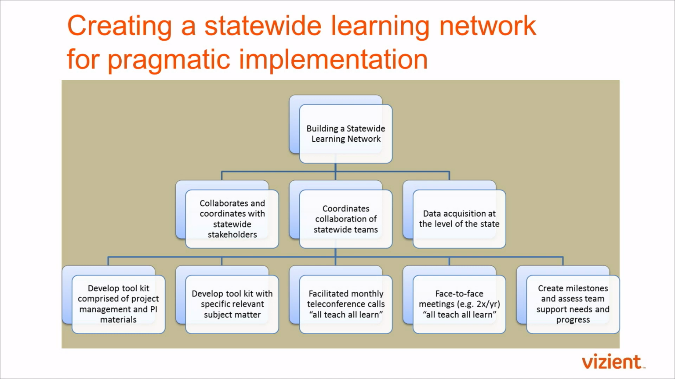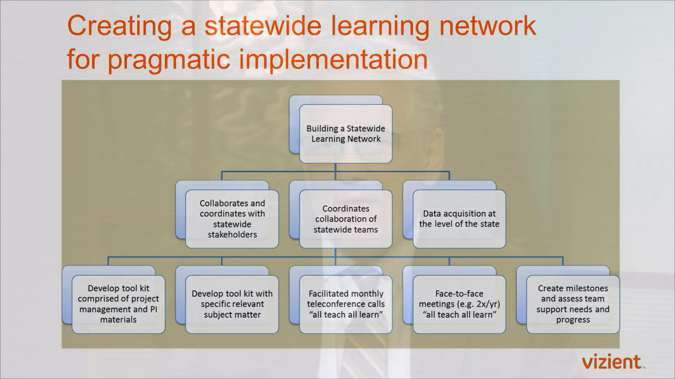And lastly, as has been discussed, we need data. We have to measure the impact at the state, and right now we're in search of that data so we can tell our story better and also understand areas of opportunity for improvement. And coordination of institutional teams?